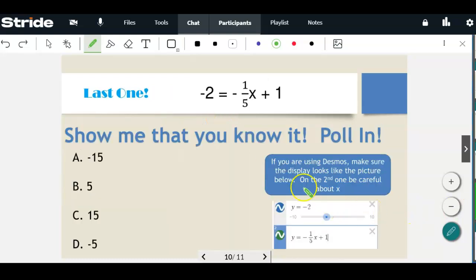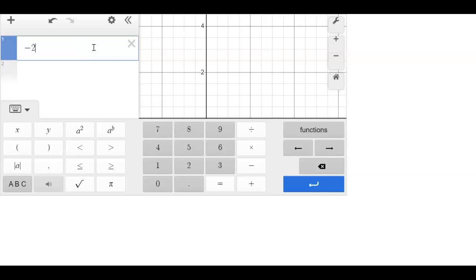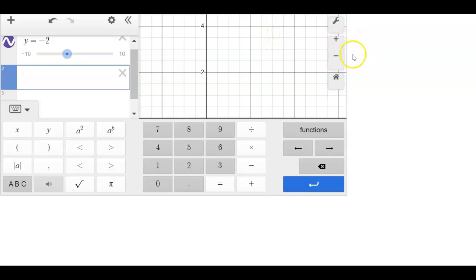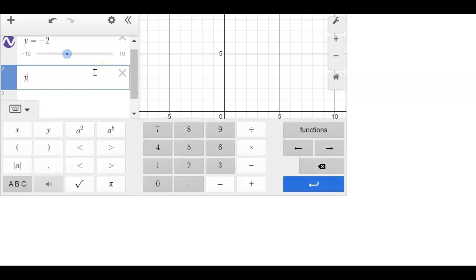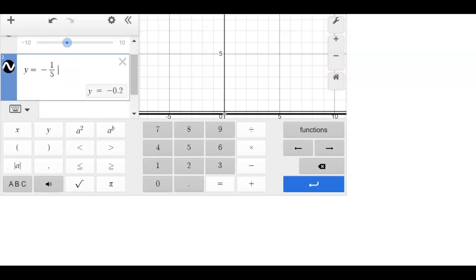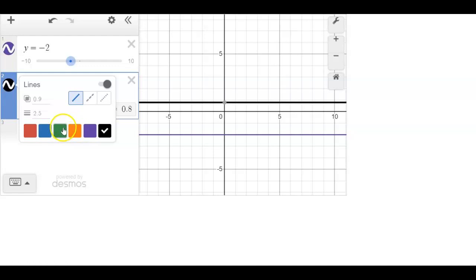All right, one more, this one. Okay, so you put these into the graphing calculator. y equals -2, and we need to cross these out. We don't want those on there. So we put y equals -2, and we don't see it, so we're going to have to zoom out. There it is. Okay, and the next part is y equals -1/5 x plus 1. I'm going to say 1 by 5, space away, plus 1. Okay, I'm going to try to change that color. Let's go with green.